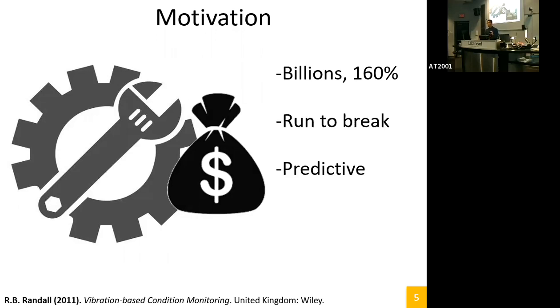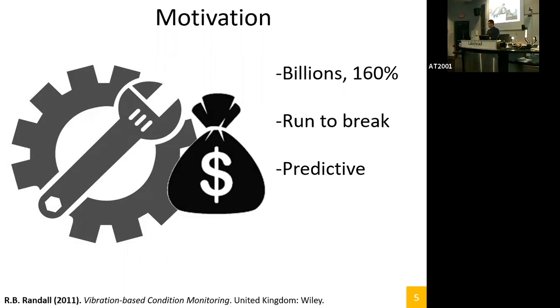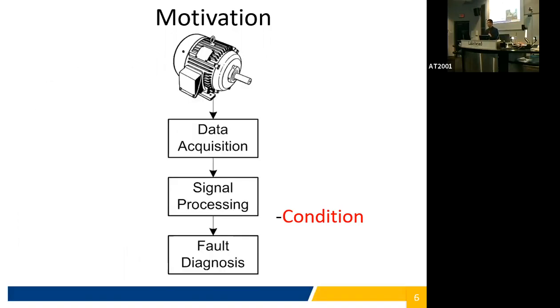There are some typical ways to maintain these motors. So there's run to break, where we run it until it fails, or predictive maintenance, where over certain times we would stop the motor and check to make sure if there are any problems. A more efficient method is condition monitoring. That is actively monitoring the induction motor so that we can find out well before it fails, to do more efficient maintenance operations.